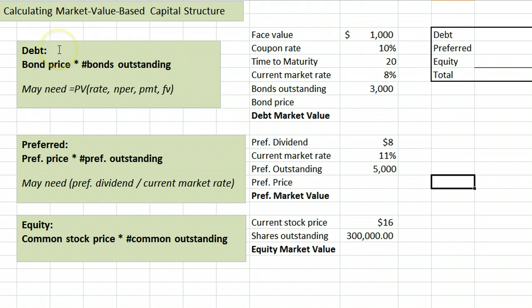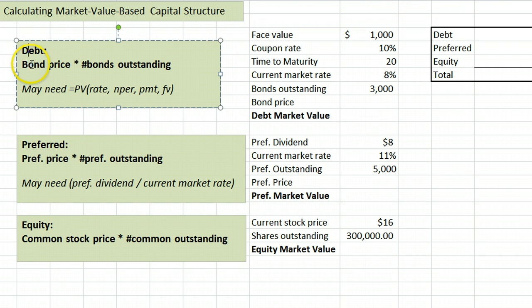And the market values come from taking the price of whatever it is and multiplying by the number of those things that are outstanding. So for debt, it's the bond price times the number of bonds outstanding. For preferred, it's preferred price times the number of preferred shares outstanding. And for equity, it's the common stock price times the number of common stocks outstanding.